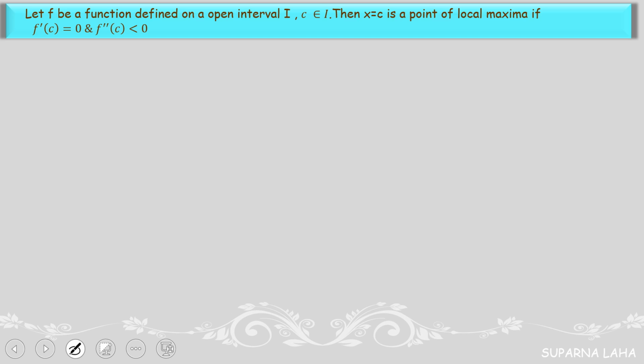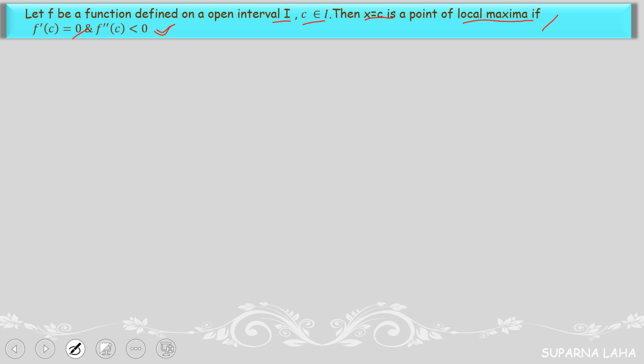Here a function is given on an open interval I, and c is a point on this open interval, and x is equal to c is a point of local maxima, if these two conditions hold: first, f dash c, that is the first derivative at x equals c, is 0, and second, f double dash c, that is the double derivative of the function f at x equals c, is less than 0. Definitely the function is a real valued function, continuous and differentiable.